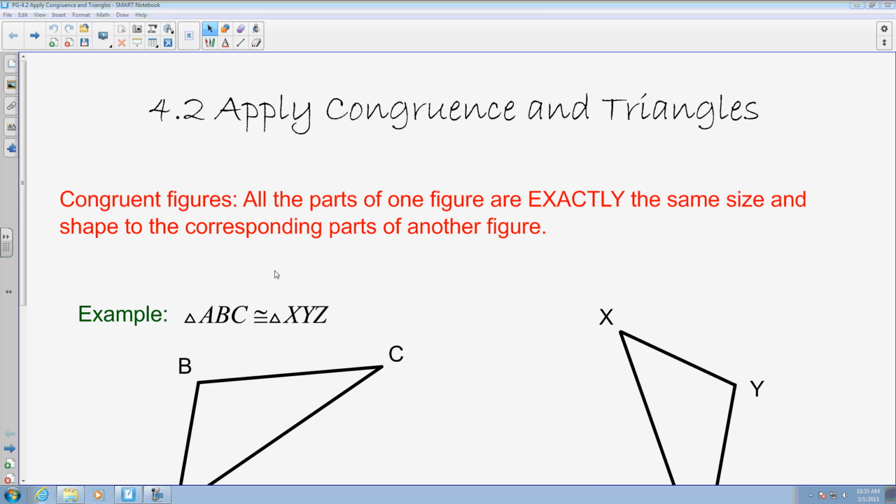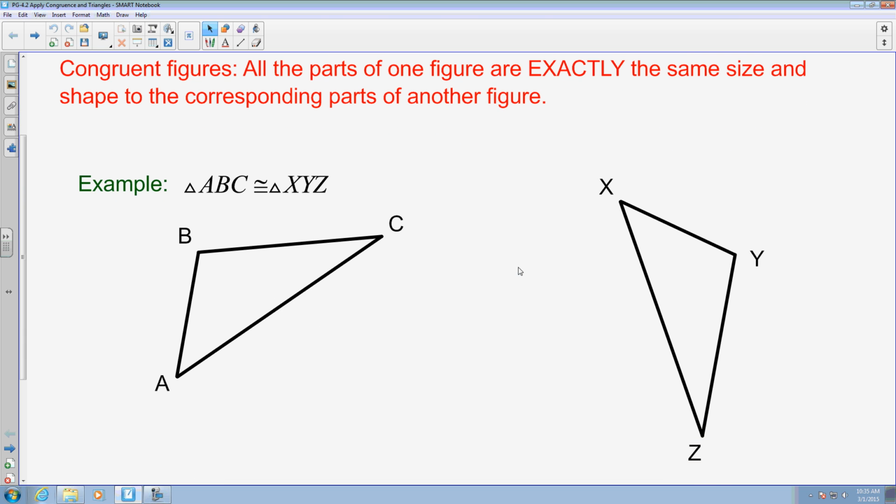Congruent figures come in all different shapes, but they do have a common definition. Congruent figures, all the parts of one figure are exactly the same size and shape to the corresponding parts of another figure. Now, the most basic congruent figure we have is a triangle.